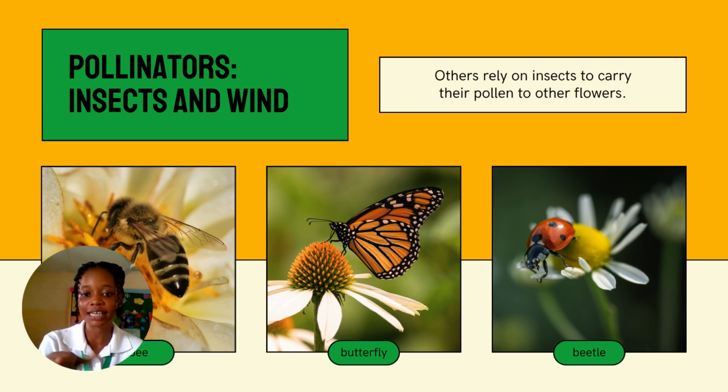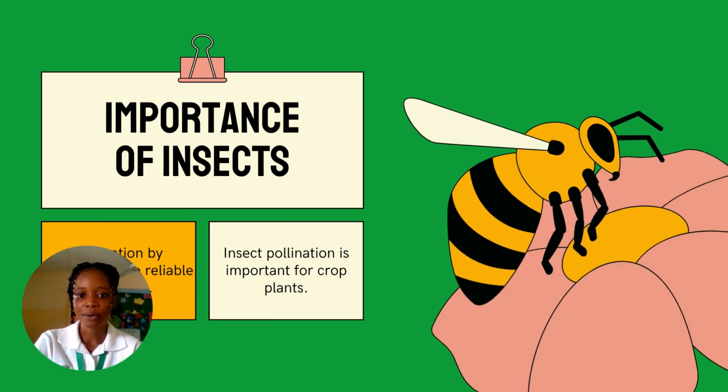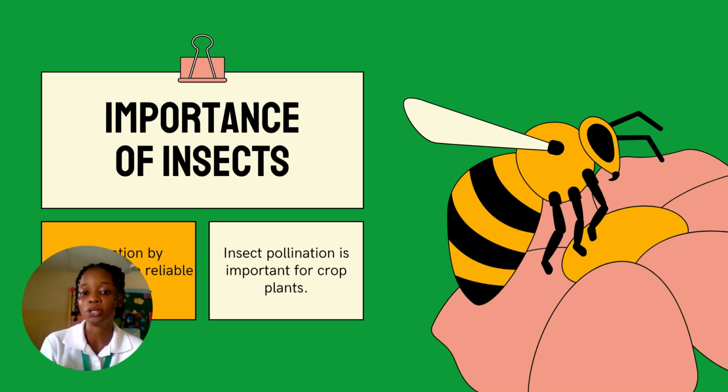On your screen you can see various insects that serve as pollinators. You have your beetle, you have your butterfly, you have your what? Bumblebees. All these insects help to move pollen grains from one place to another, which helps flowers to what? Reproduce.